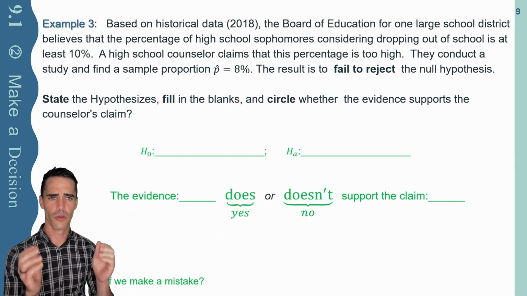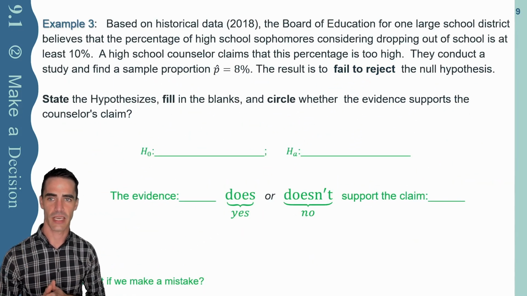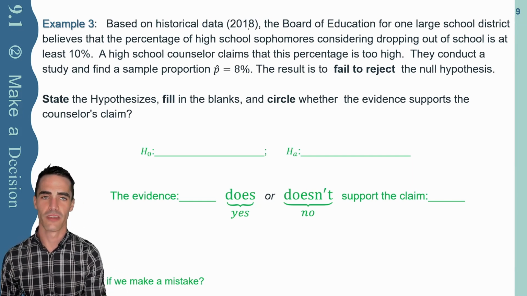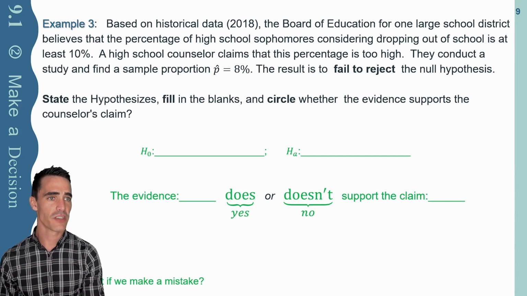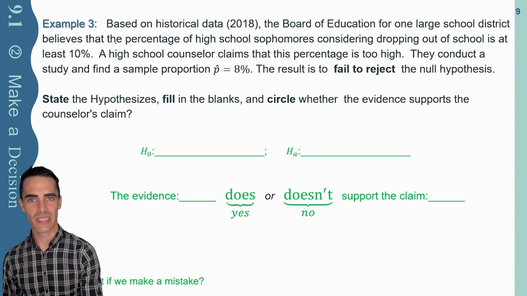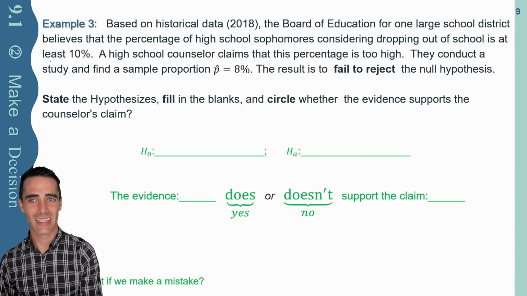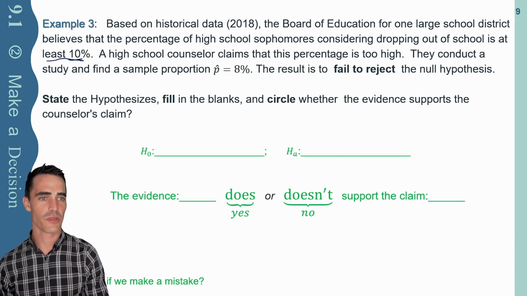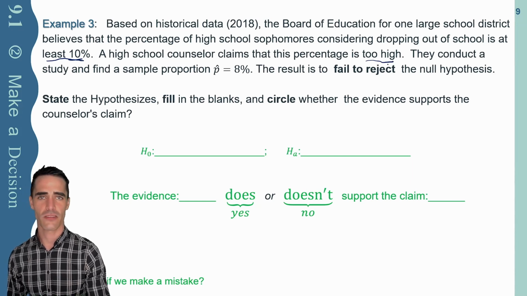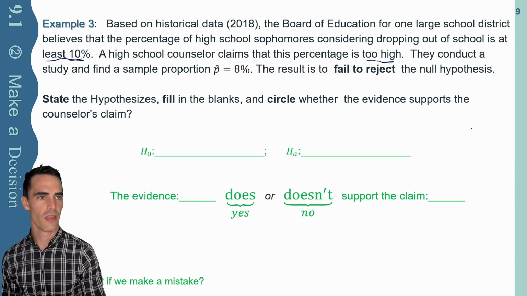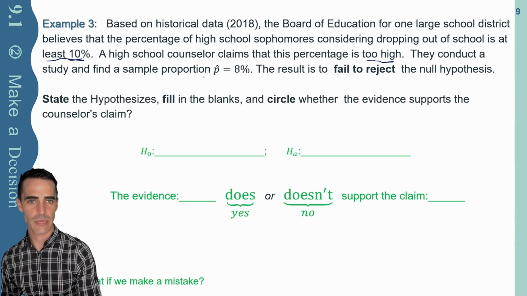Let's see if we can go through a decision and see what this looks like in practice. Based on historical data, 2018, the Board of Education for one large school district believes that the percentage of high school sophomores considering dropping out of school is at least 10%. Oof, not great. A high school counselor claims that this percentage is too high. They're thinking, look, you guys are making this claim of 10%. I don't think it's quite that high. They conduct a study and find the sample proportion, p-hat, to be 8%.